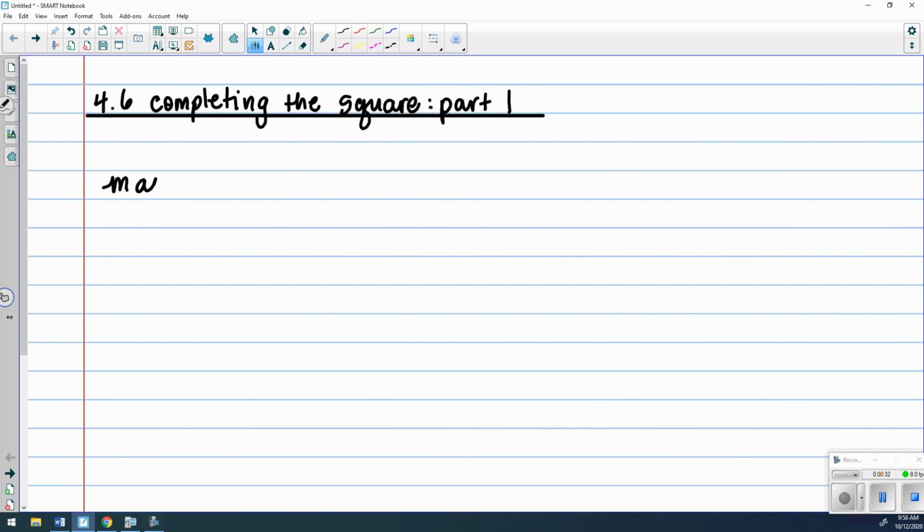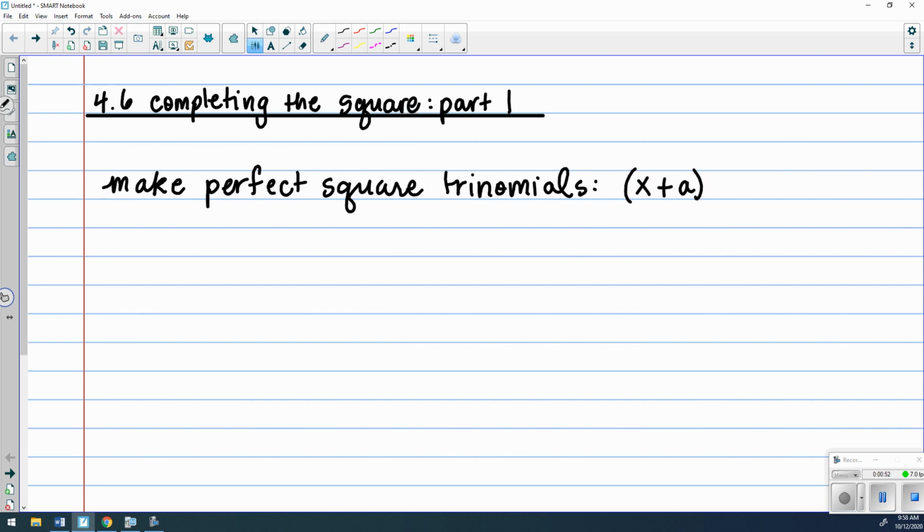All right, so let's begin by making perfect square trinomials. To make perfect square trinomials, our goal is to get something that we can write as x plus a quantity squared or x minus b quantity squared. So in factored form, we end up with something that can be written as a square, like so. I've got 3 examples for us.